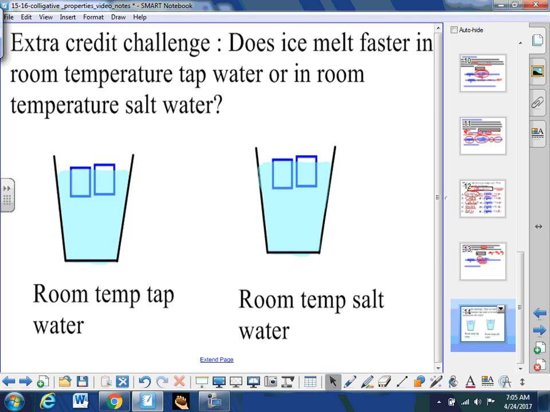Does ice melt faster in room temperature tap water or in room temperature salt water? Again, you want to take 2 equal-sized glasses, same temperature water, make one salt water, the other one tap water, put equal amounts of ice in both, and then see which one melts faster. Do not stir, shake, anything else. You just want to see, is it the tap water or is it the salt water that makes that change?